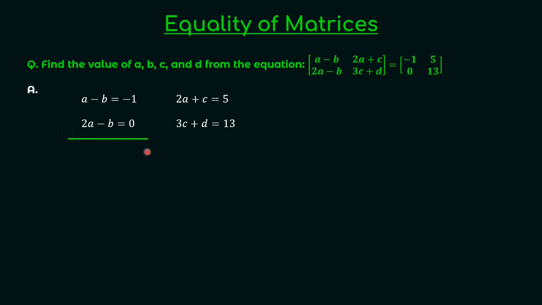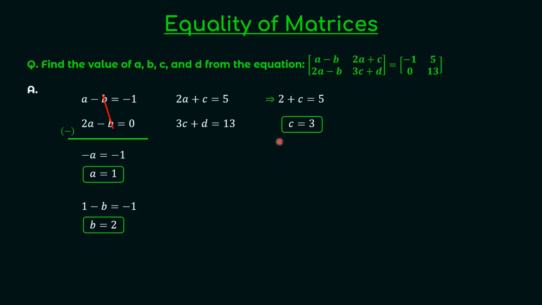Now by subtracting these two equations, we get -A is equal to -1, or A is equal to 1. And now by substituting A is equal to 1 in A - B is equal to -1, we get 1 - B is equal to -1, or B is equal to 2. And by substituting A in 2A + C is equal to 5, we get 2 + C is equal to 5, or C is equal to 3.